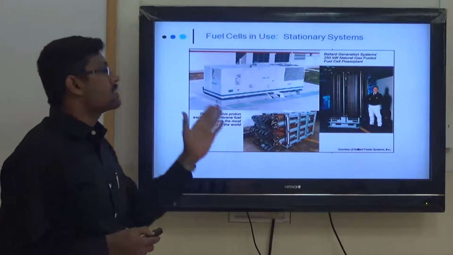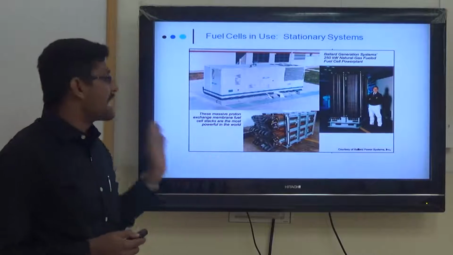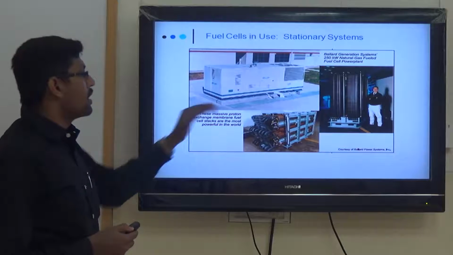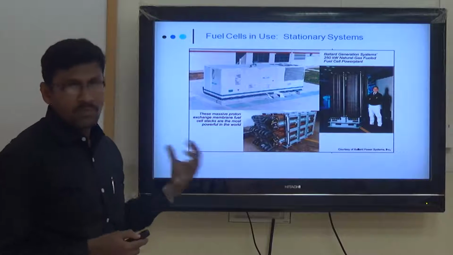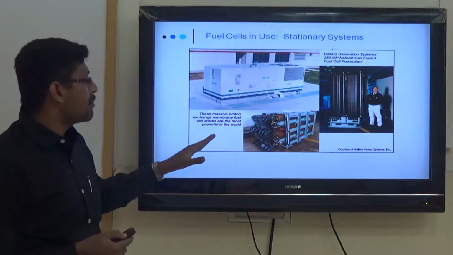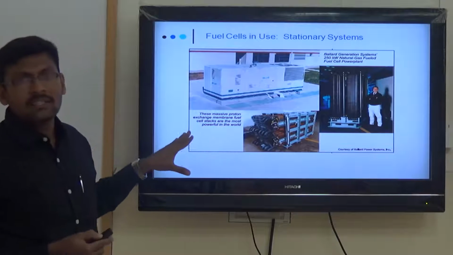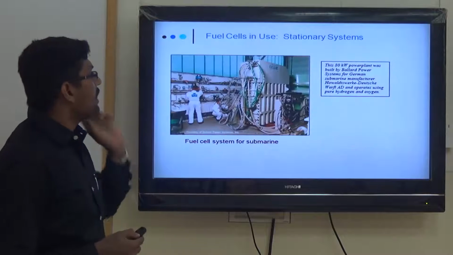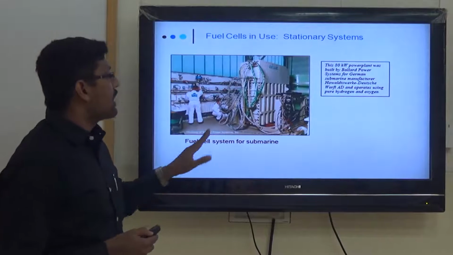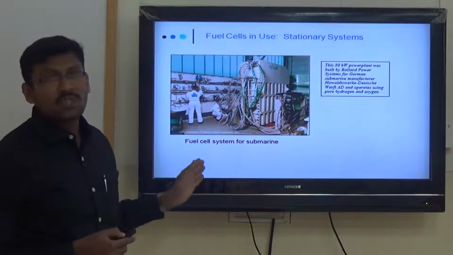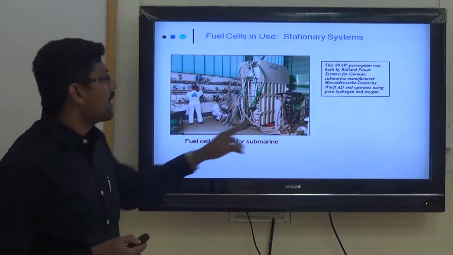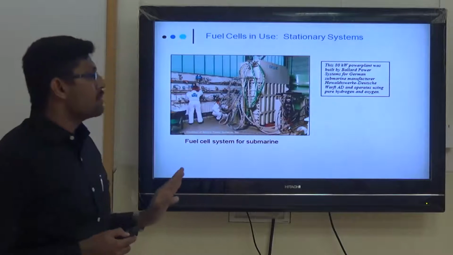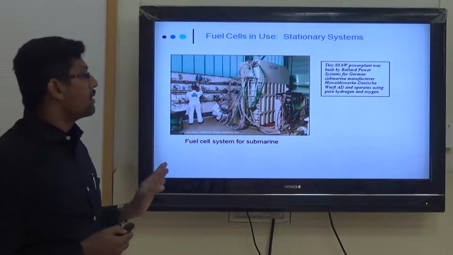Okay, these are the applications of the fuel cell, which is used in stationary systems. This is the phosphoric acid fuel cell, which is used to generate the most powerful electricity, about 250 kilowatt. The next one is a stationary system used in submarines. This is the 80 kilowatt power plant used by the German submarine.